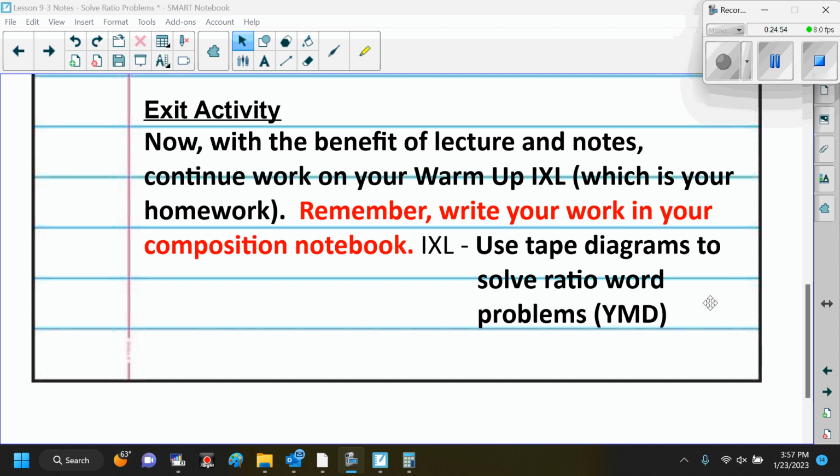All right, so now you have the benefit of your lecture and notes so you can show your work doing your homework for the IXL, which is YMD, use tape diagrams to solve ratio word problems. All right.